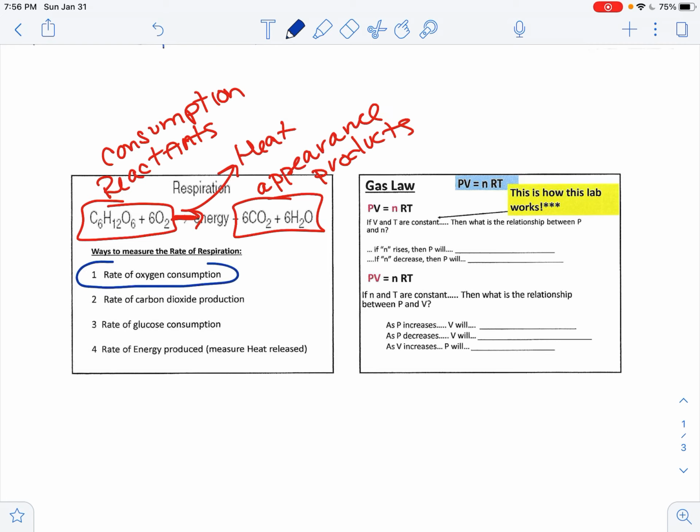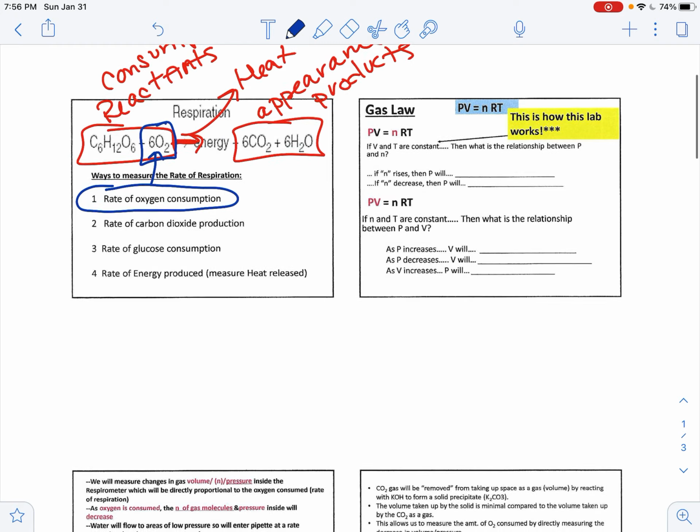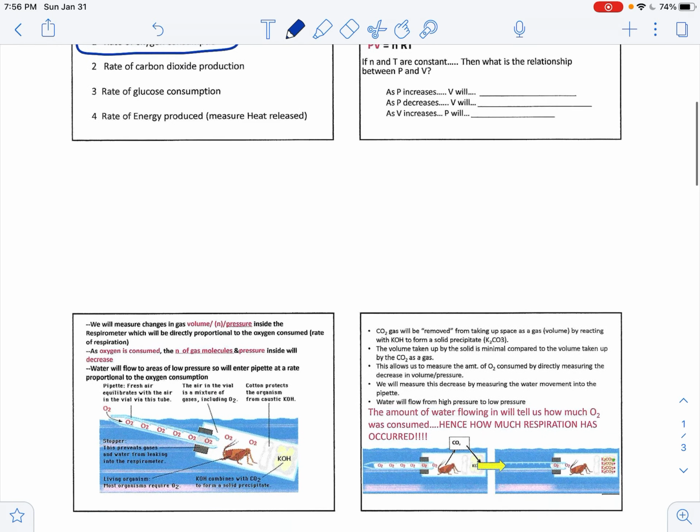We're going to measure the rate of oxygen consumption. So the amount of oxygen that is consumed per minute is going to be our unit. And that's how we're going to measure the rate of respiration in these organisms. We're going to use peas. I know peas are plants, but remember plants do respiration too. So that's the first thing to understand. That's what we're measuring, the disappearance of oxygen.